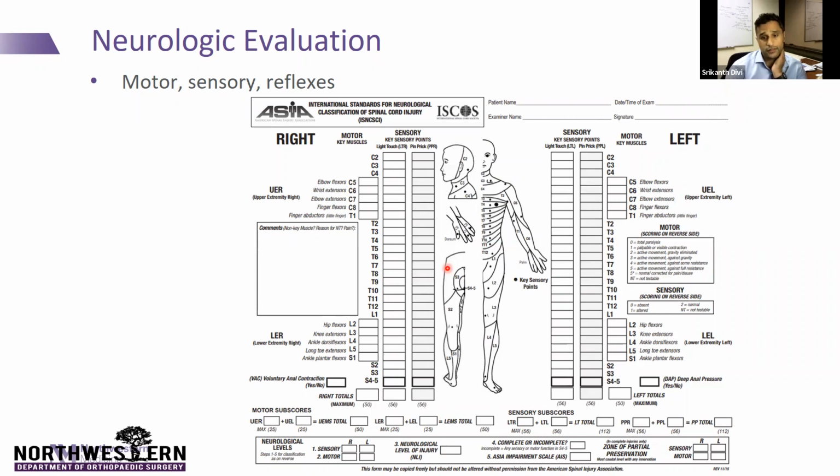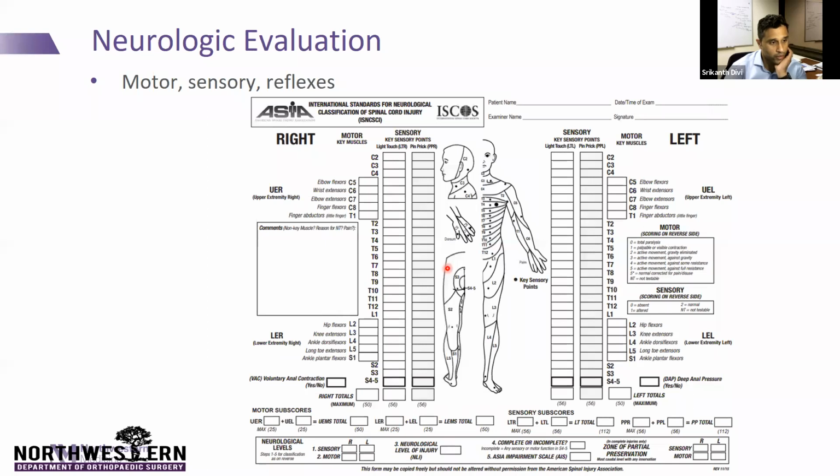If you detect sacral sparing, which is the S4 or 5 dermatomes, with deep anal pressure or voluntary contraction, that's supposedly a good prognostic sign of neurologic recovery. So the apparent complete injury then becomes an incomplete injury, and that tells you that you should move fast because this patient has a chance of getting better.